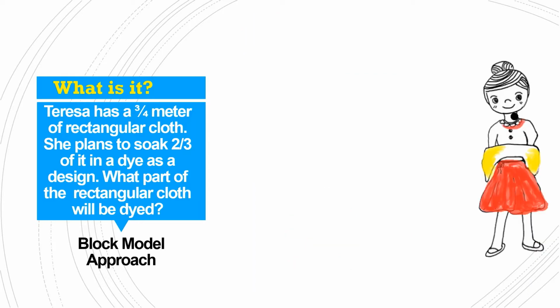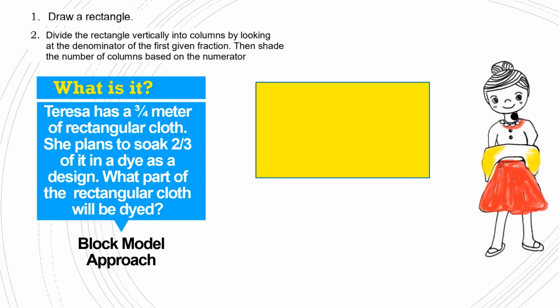Now let me show you how this block model approach works. First, we are going to draw a rectangle. Then, we divide the rectangle vertically into columns by looking at the denominator of the first given fraction. Then shade the number of columns based on the numerator.